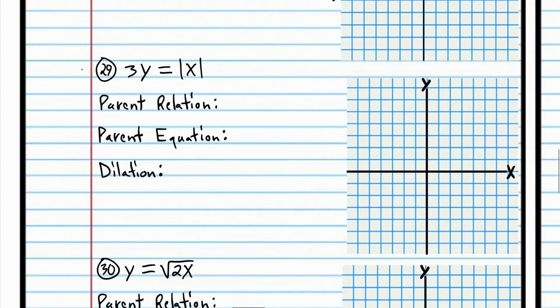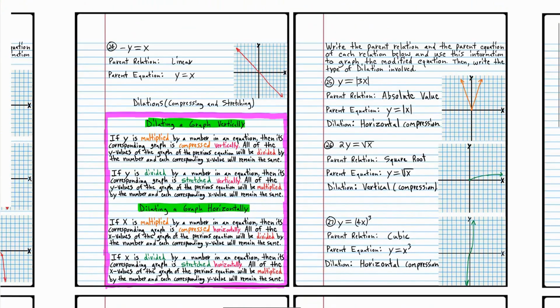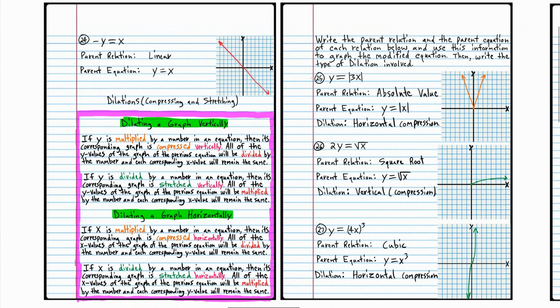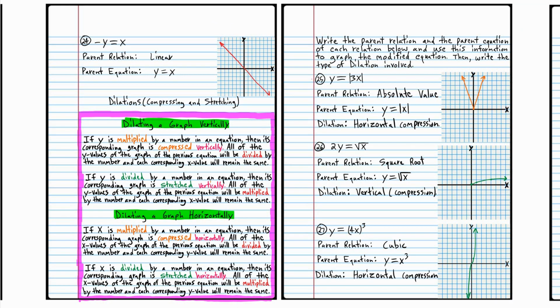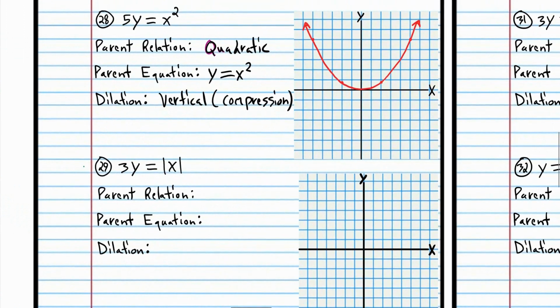Okay, so now it's time for you to try. You can take some pictures of these problems with your phone if you'd like, so you can have a reference. Go ahead and try number 29. We're multiplying y, so it's going to be a vertical dilation. Whenever you do anything to y, it's always a vertical dilation. And if you multiply, it's going to be a compression. So go ahead and try 29. When you come back, we'll do it together.